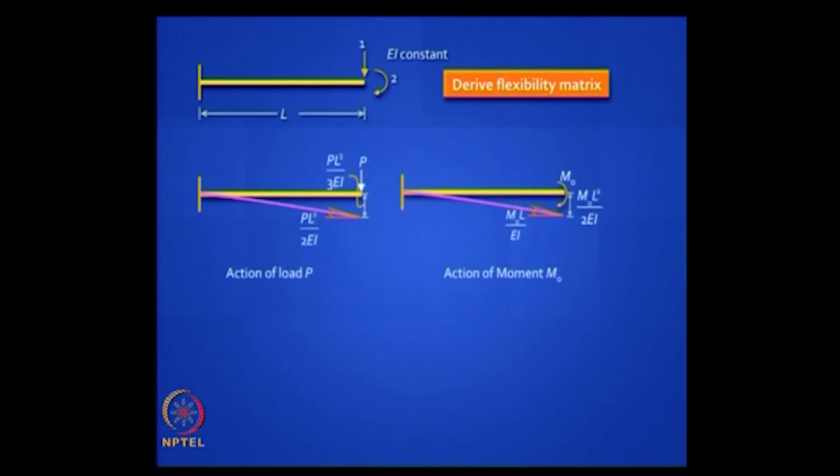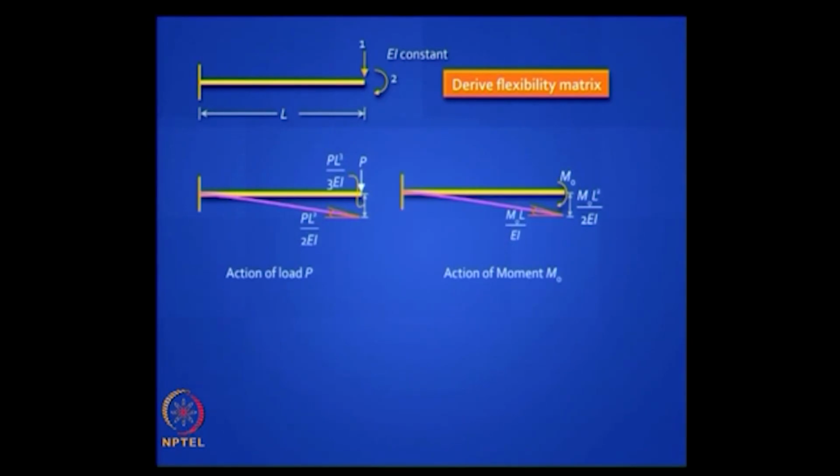You could even use conjugate beam method to work out the deflection and the slopes, and those values are very easy to calculate. The deflection caused by the load P is PL cubed by 3 EI, the rotation is PL squared by 2 EI, and due to the moment the deflection is m naught L squared by 2 EI and the slope is m naught L by EI.